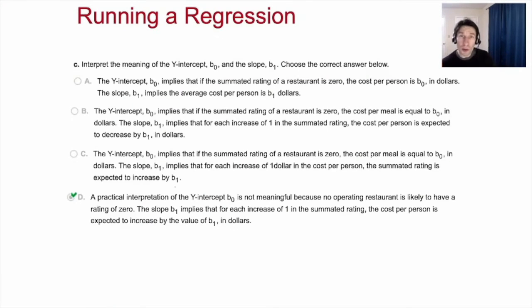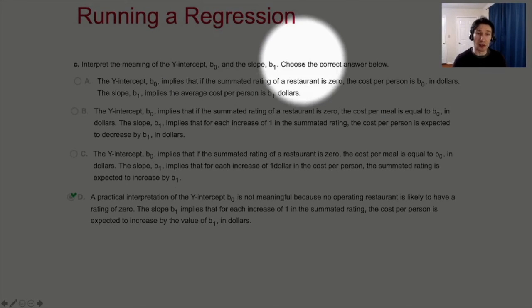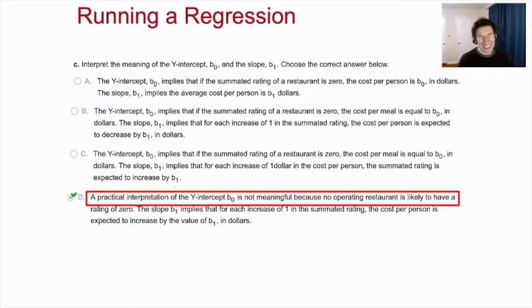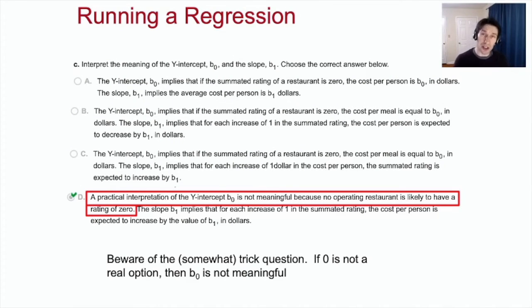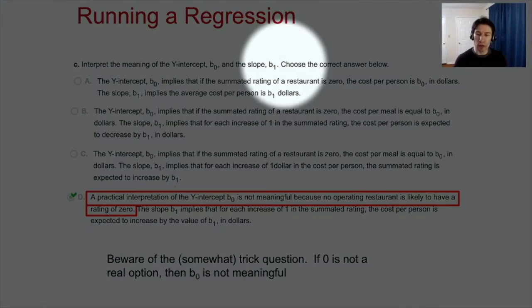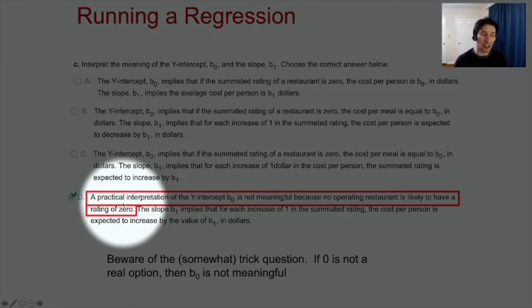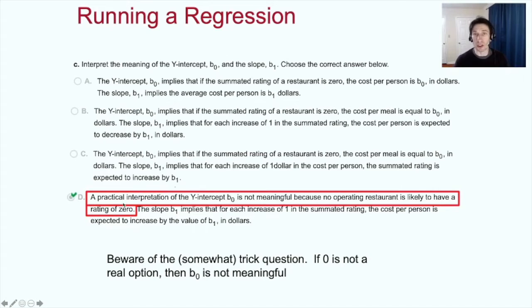You will almost always have a question about how to interpret the meaning of B0 and B1. Be careful, this sometimes is kind of a trick question for B0, because sometimes the X variable being equal to 0 doesn't really mean anything. So in that case, the B0 is not very meaningful. And that's the case here. The restaurants cannot have a rating of 0, and so B0 doesn't mean much.